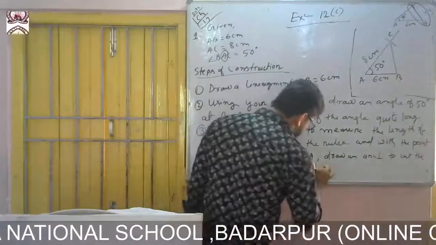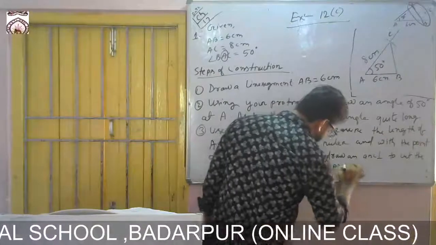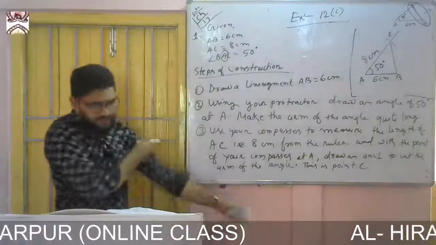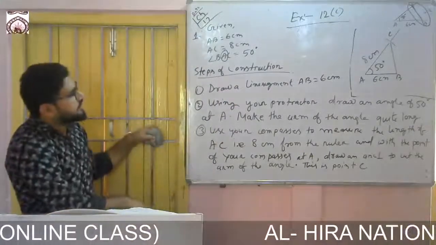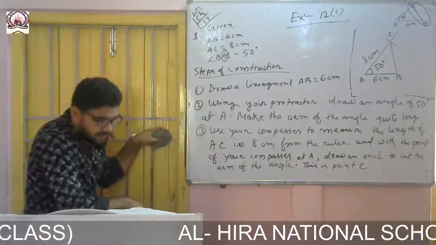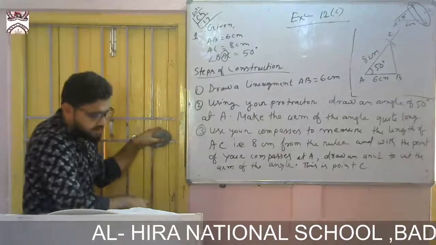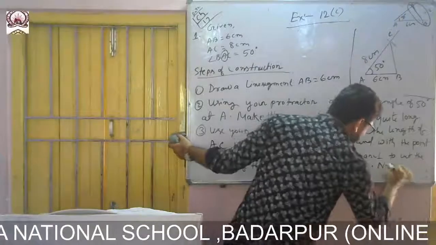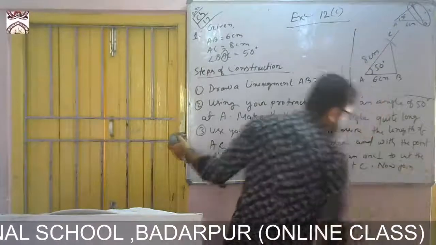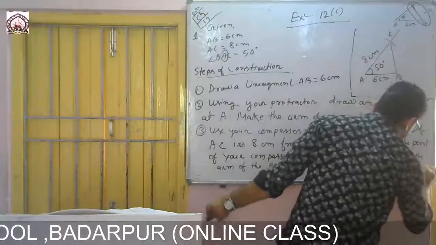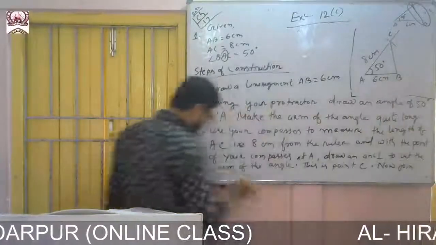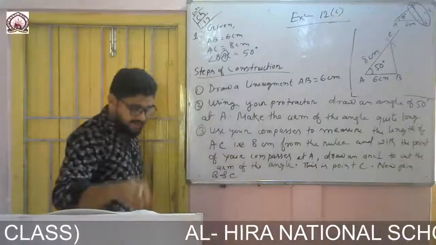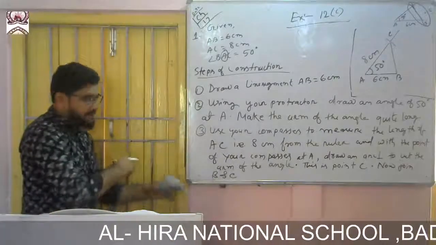Okay, this is point C. Now join B and C. Full stop. Now join B and C. Then the triangle ABC is obtained.